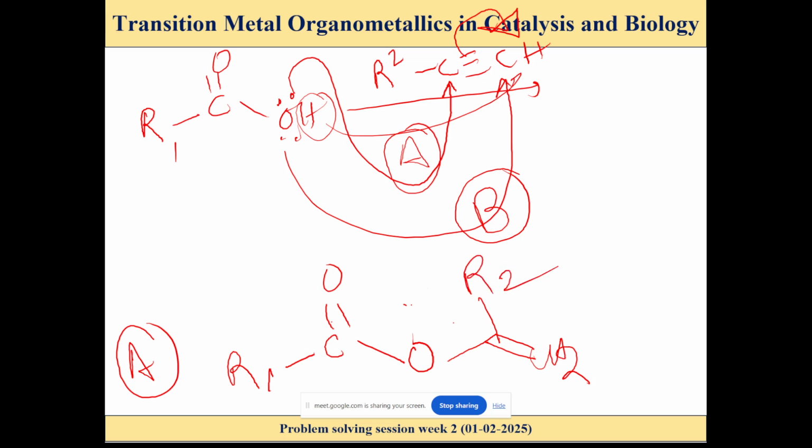What will be the other product? That is R1, double bond O, it will get attached to this. So O, this carbon, then this carbon, then this carbon, R2. Okay, so this will be our product B.